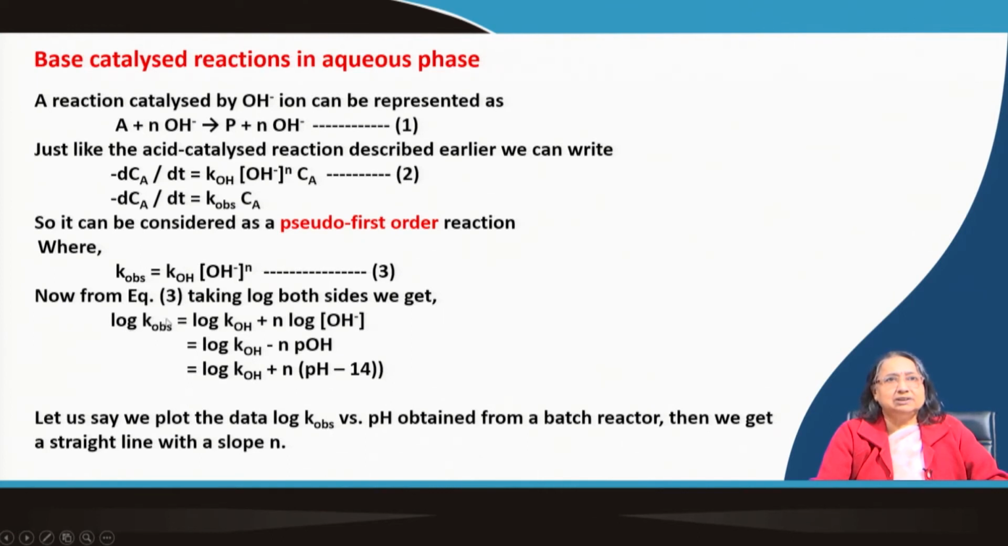So, taking log on both sides, we can get this equation, and we know that minus log of OH minus concentration is nothing but pOH. So, in terms of pH we can write this, because pOH is nothing but 14 minus pH. So, the sign is changing here. This way we can get this K value, and the n value also.